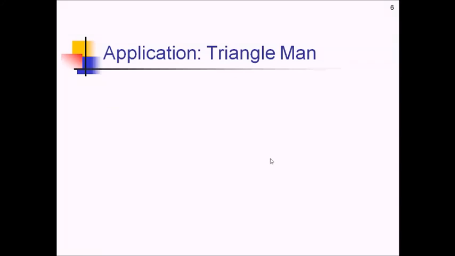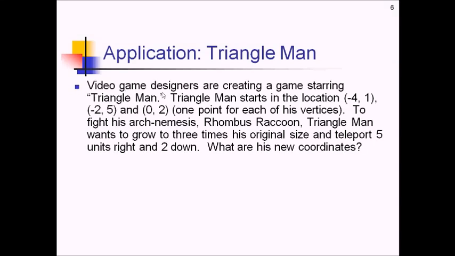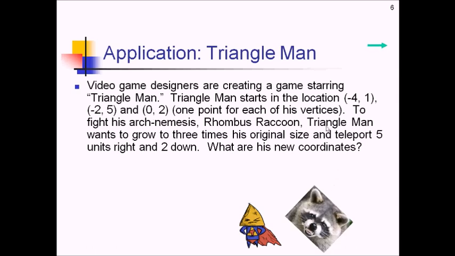So how can we use this stuff in real life? Well, let's say video game designers are creating a game starring Triangle Man. Triangle Man starts in the location negative 4, 1, negative 2, 5, and 0, 2. 1 point for each of his 3 vertices. To fight his arch nemesis, Rhombus Raccoon, Triangle Man wants to go to 3 times his original size and teleport 5 units right and 2 units down. What would his new coordinates be?